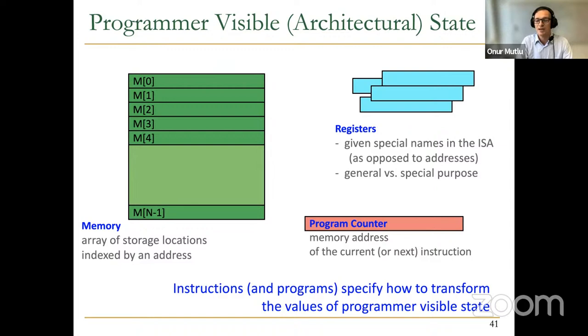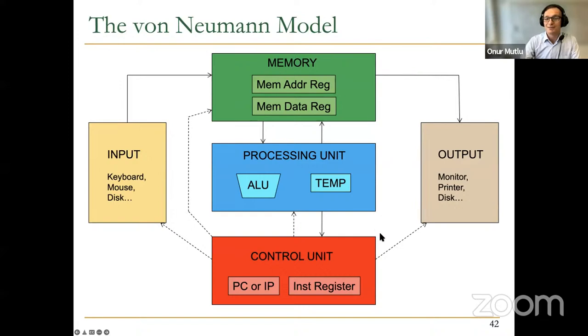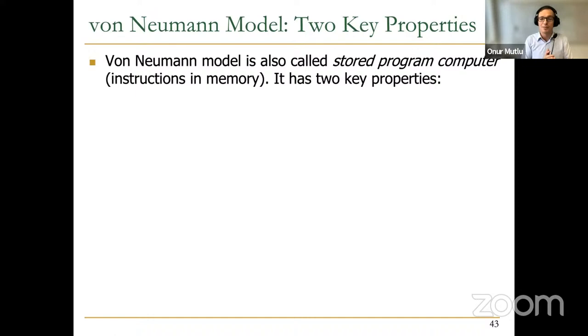Okay, so now we've actually built the von Neumann model from the ground up. We actually talked about all five components. And if you really want to have a von Neumann machine, you actually need to have all five components. But let me talk about two fundamental properties of the von Neumann model. I mentioned one. I'm going to mention the other one also. It was kind of obvious. But it's also called a stored program computer model. Instructions are in memory, basically.